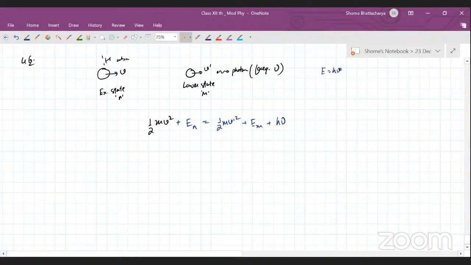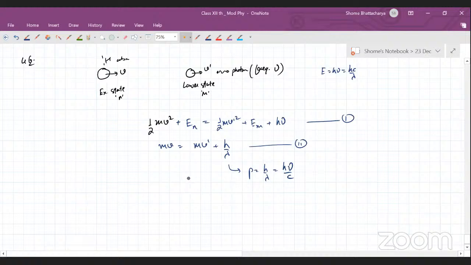Energy of photon is h mu equal to hc by lambda. Okay, so that is one equation we have. And the other equation we have is momentum conservation. That is mv should be equal to mv prime plus h by lambda. Okay, so h by lambda can also be written as h mu by c. So we have this second relation.